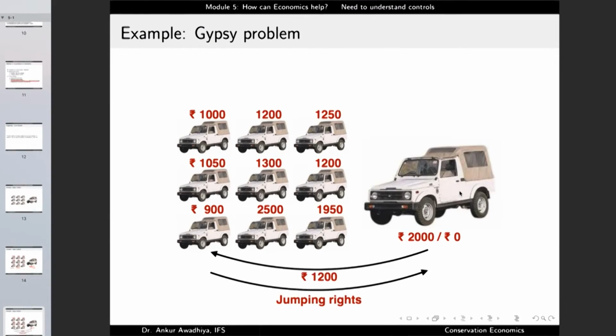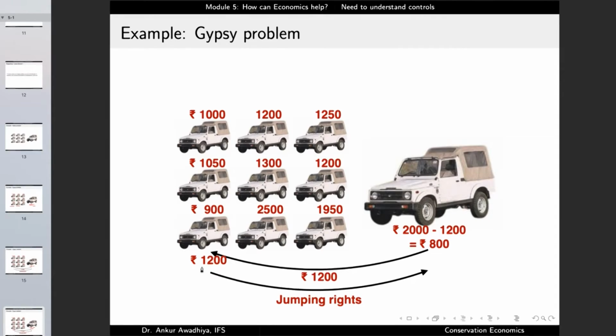Now, how much amount of money will be paid? Anything that is between the profit of this gypsy, that is 900 rupees, and the profit of this gypsy, that is 2000 rupees. So let us say that both of these bargain and they agree on 1200 rupees. And so this gypsy owner says that, okay, you pay me 1200 rupees and I will keep my gypsy outside and you can go in my place.